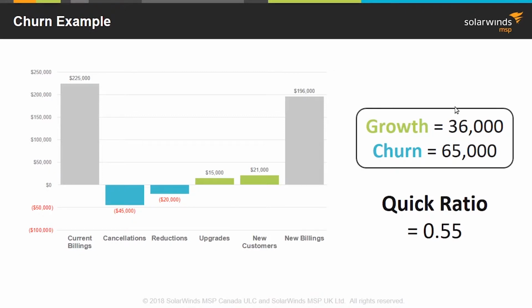What's interesting is that if this business maintained a quick ratio of 0.55 month over month, they would quickly shrink and lose all of their monthly recurring revenue. If they had a quick ratio of exactly 1, their recurring revenue would stay static.